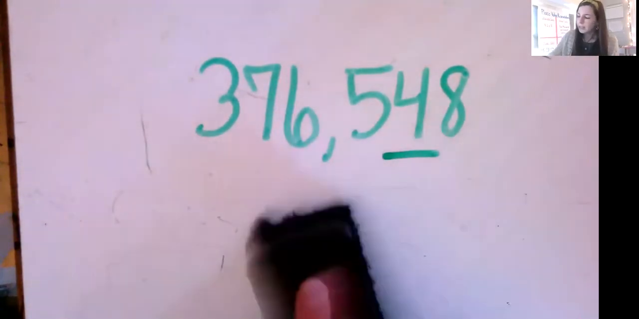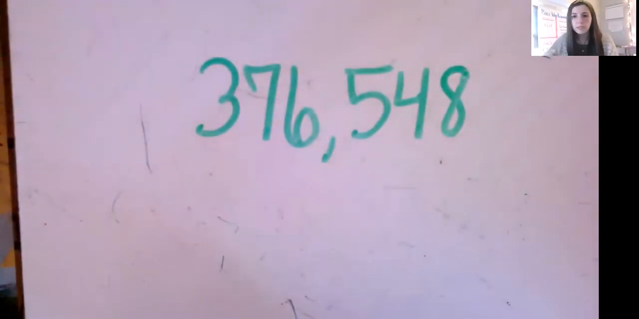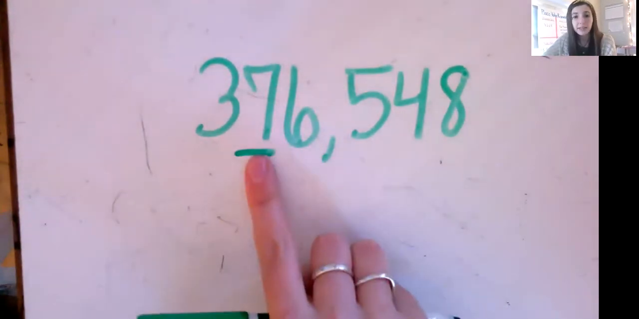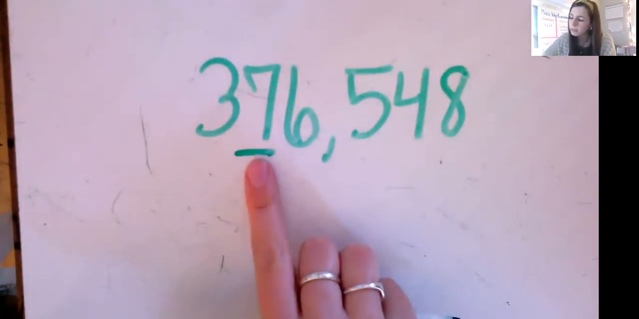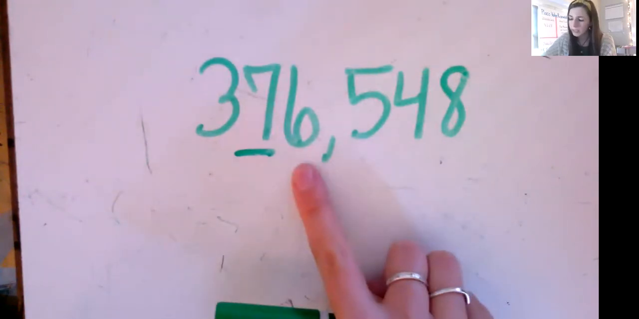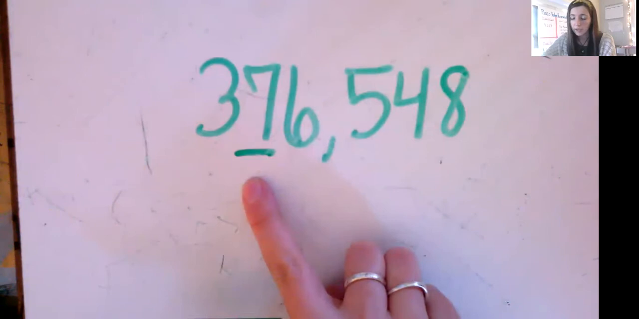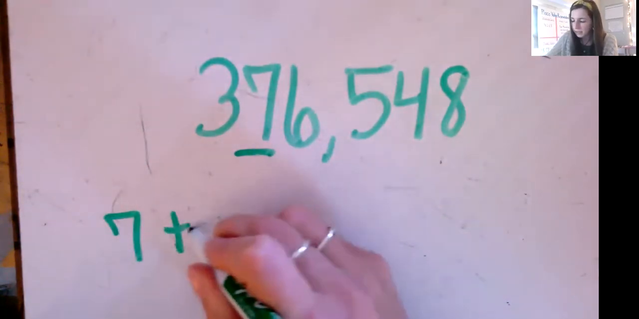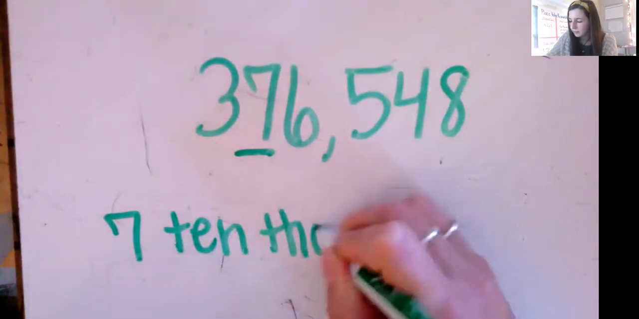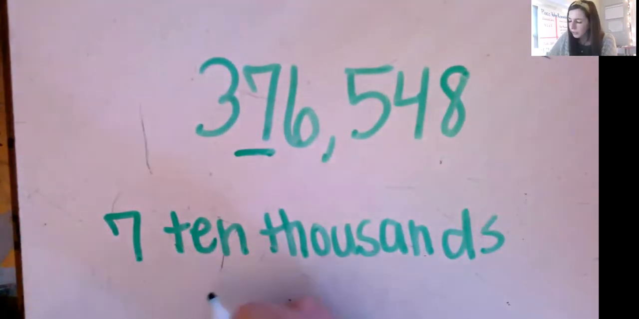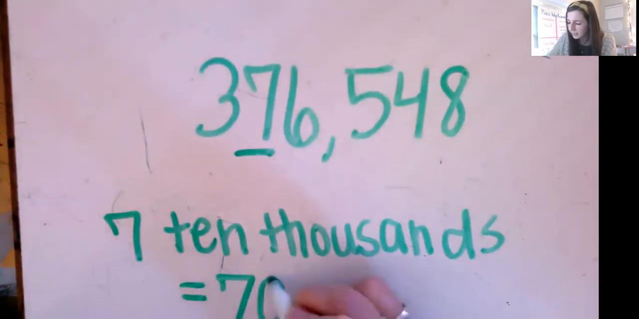Okay, let's say we jump to a different digit to try to find the value there. How about our 7? Okay, again, think back to the place value positions. Ones, tens, hundreds, thousands, 10,000s. Okay, so here we have 7 10,000s, which means that our value is 70,000.